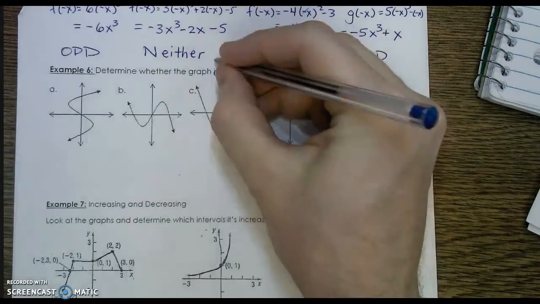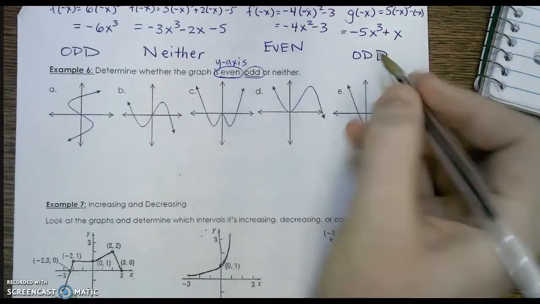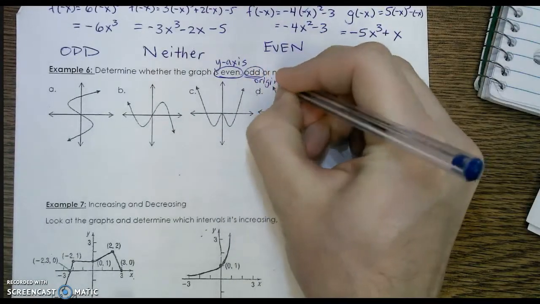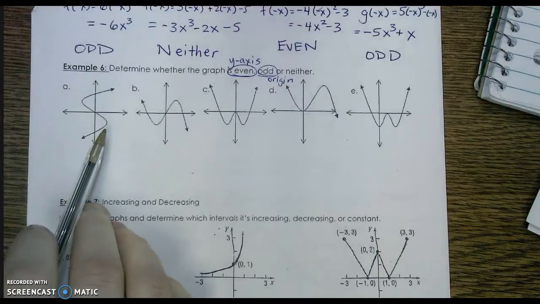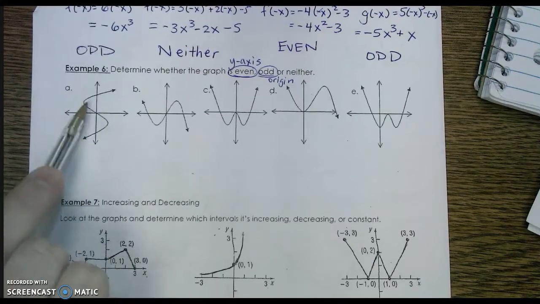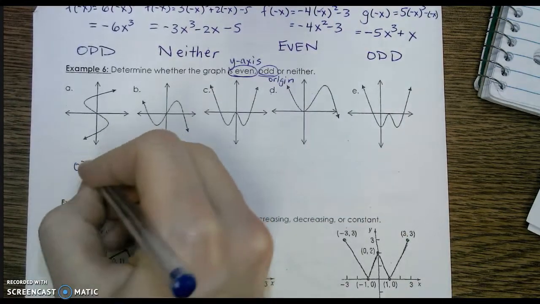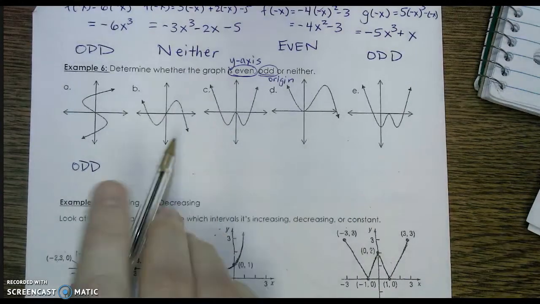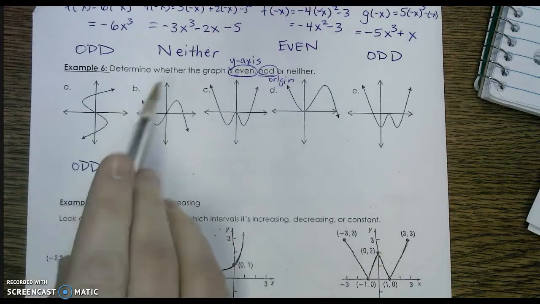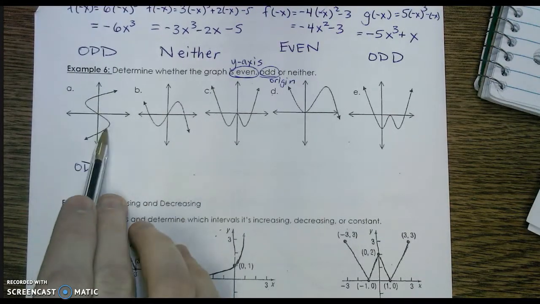It is even if it's symmetric to the y-axis, and it is odd if it's symmetric to the origin. So A is symmetric to the origin. You can kind of think of that as diagonal symmetry. So we see the diagonal quadrants are the same. So that's how you can tell that this is odd and symmetric to the origin. Or the other way to think of it is that symmetric to the origin means that it was symmetric twice, across the y and then down across the x.